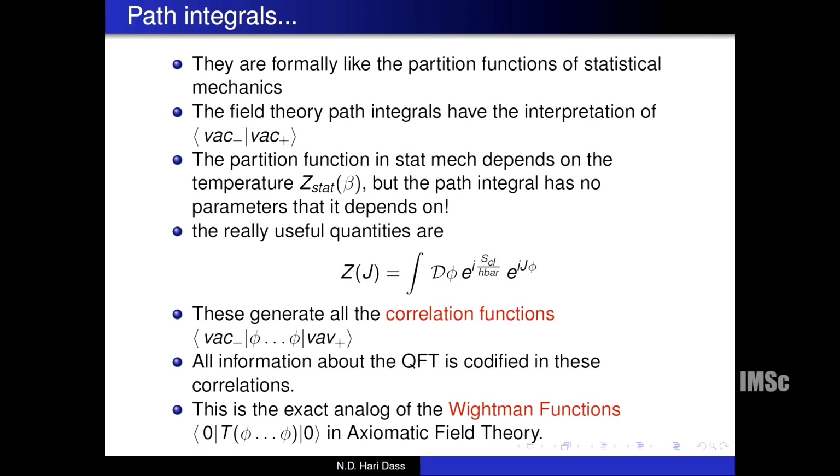Lehmann, Symanzik, and Zimmermann. I happened to meet both Lehmann and Zimmermann. Unfortunately, I never got to meet Symanzik. In my book, there's an entire chapter devoted to the LSZ formalism, and there you can see how knowing time-ordered correlation functions like this, you can determine non-perturbatively the entire scattering amplitude.